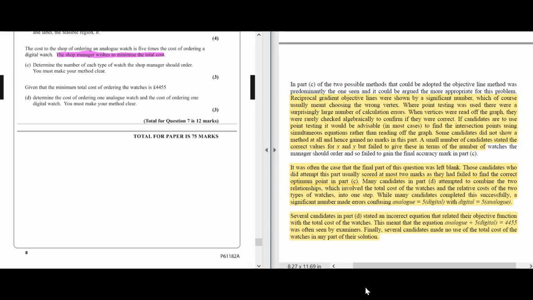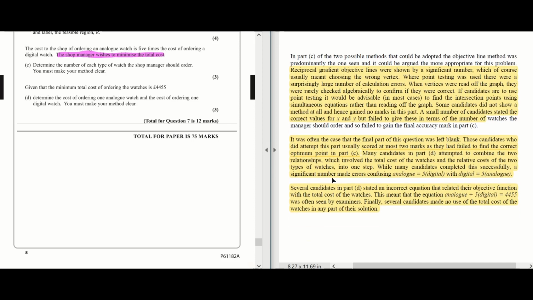Many candidates in part D attempted to combine the two relationships, which involved the total cost of watches and the relative cost of the two types of watches in one step. While many candidates completed this successfully, a significant number made errors confusing analog equals 5 digital with digital equals 5 analog. For part D, where we were given the minimum and then we had to find out the cost, several candidates in part D stated an incorrect equation that related their objective function with the total cost of the watches. This meant that the equation analog plus 5 digital equals 4455 was often seen by examiners. And finally, several candidates made no use of the total cost of the watches in any part of their solution.